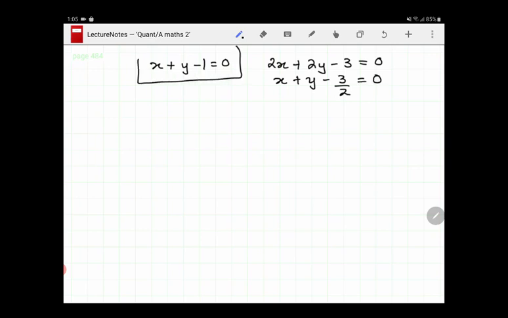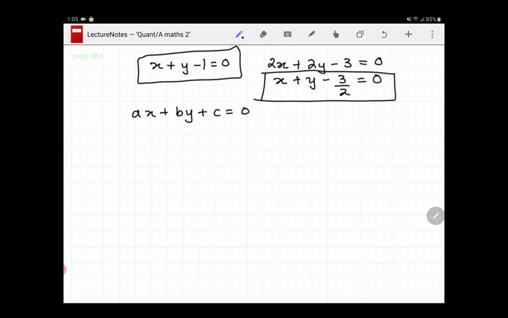So now take a look at these two equations. The two equations have the same values of a and b when comparing with ax plus by plus c is equal to 0, and only the value of c changes. That means these are parallel lines. So if these are two parallel lines, then the perpendicular distance between them is given by the formula which we have just seen, modulus of c1 minus c2 divided by under root of a square plus b square.